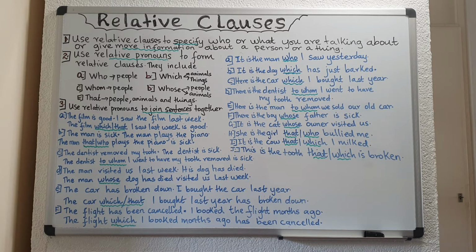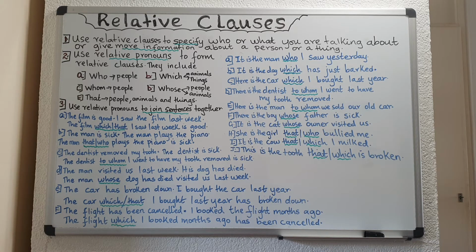But for the sake of this lesson, relative pronouns include number 2A, who, and we use the relative pronoun who only for people. When we want to give extra information about people, or when we want to be very specific about which particular person we're talking about, then we use the relative pronoun who.